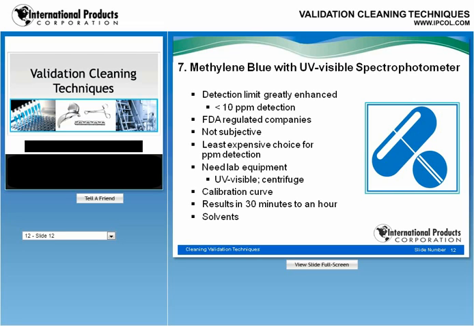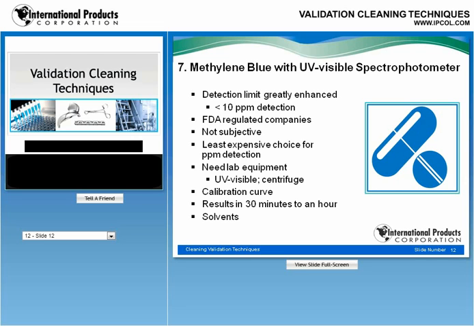You do need the lab equipment. You do need to purchase the UV visible spectrophotometer and a centrifuge as well. The calibration curve needs to be developed, which takes some time. Results take a little bit longer than with the manual method, particularly if you're developing the calibration curve for the first time. However, having said that, results are available within 30 minutes to an hour. And again, you do need to work with solvents, but the volume of those solvents is reduced significantly if you're using the analytical equipment.